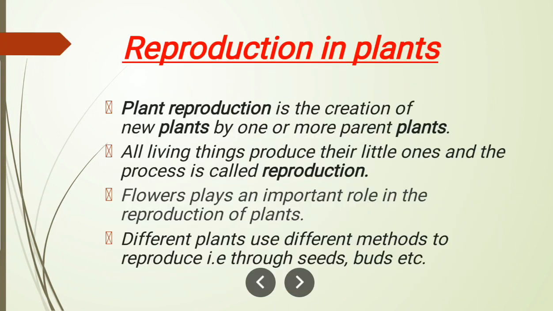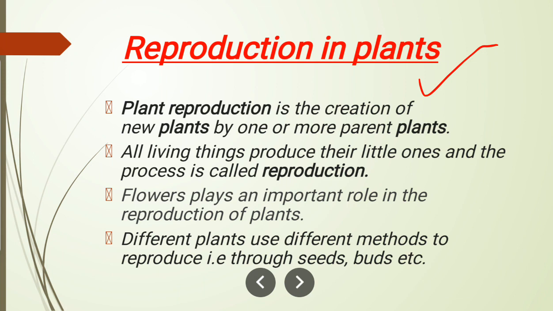Now first is reproduction in plants. The very first thing that we are going to learn about the plant is reproduction. All living things produce their little ones and the process is known as reproduction. Some animals, including human beings, reproduce by giving birth to babies. Some animals like birds lay eggs. Different plants use different methods to reproduce.